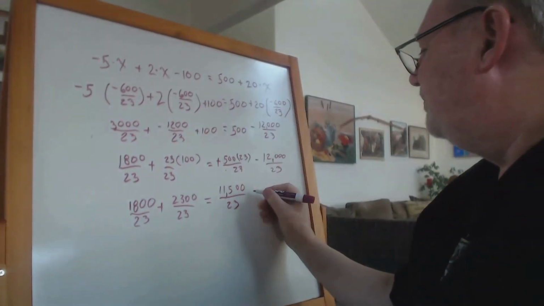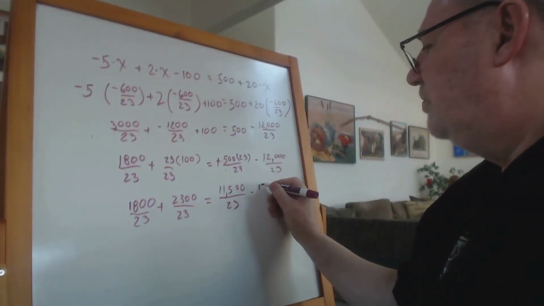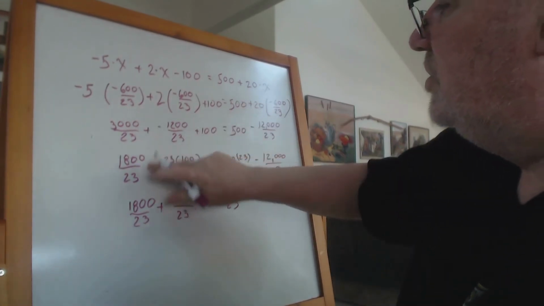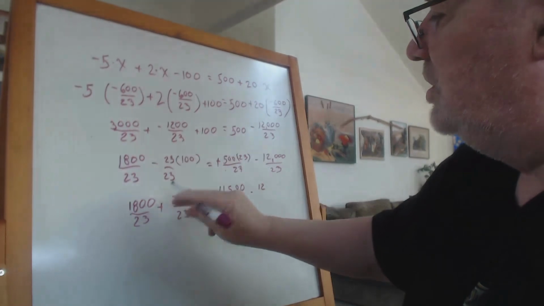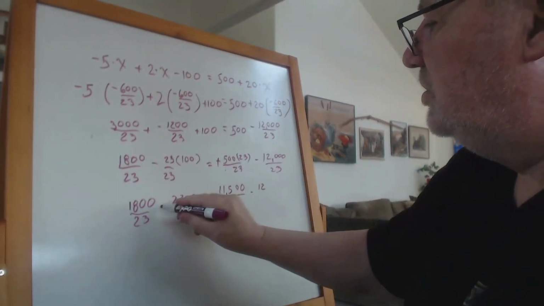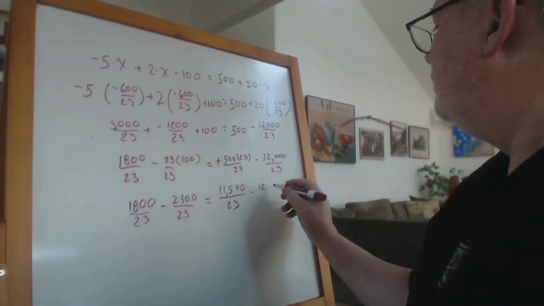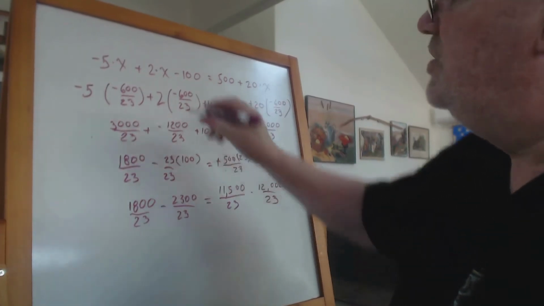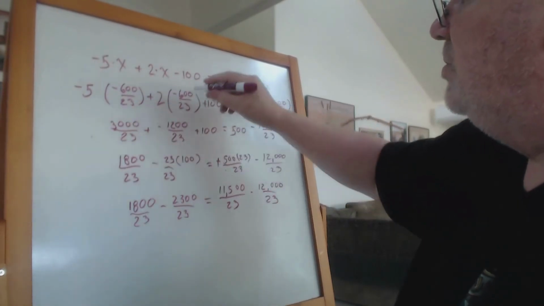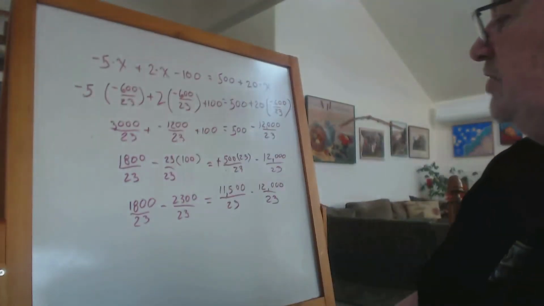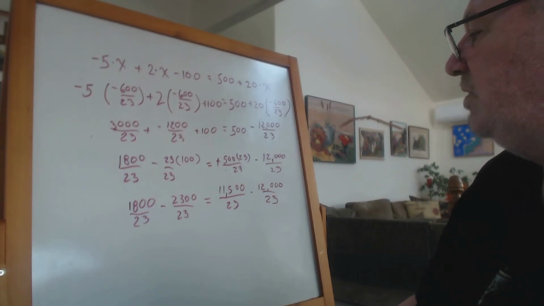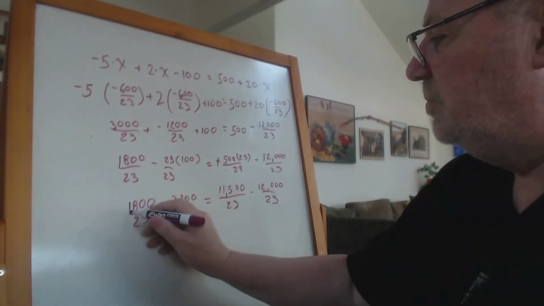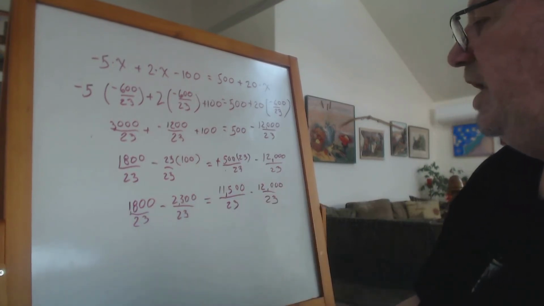Oh, I'm sorry, this is a minus. That's got to be a minus. Minus 12,000 over 23. See, I didn't keep my signs here. That's what you have to do. You have to keep your signs correct. That's important. I like commas because they differentiate.